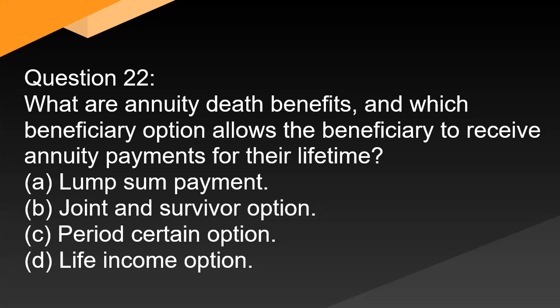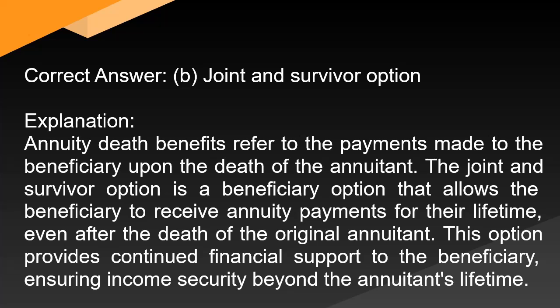Question 22. What are annuity death benefits, and which beneficiary option allows the beneficiary to receive annuity payments for their lifetime? A. Lump sum payment. B. Joint and survivor option. C. Period certain option. D. Life income option. Correct answer. B. Joint and survivor option.